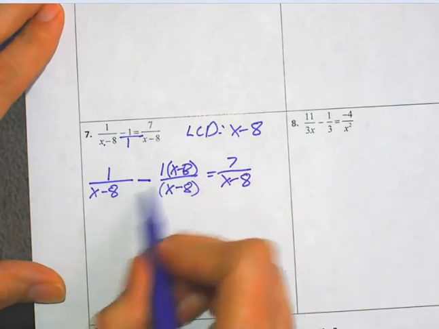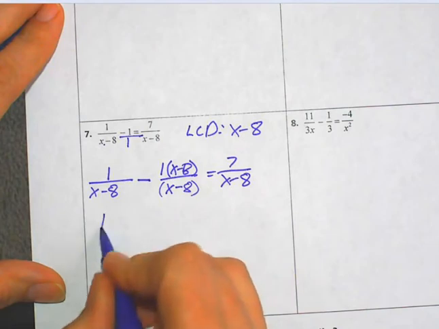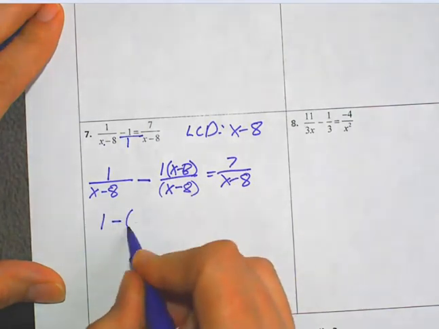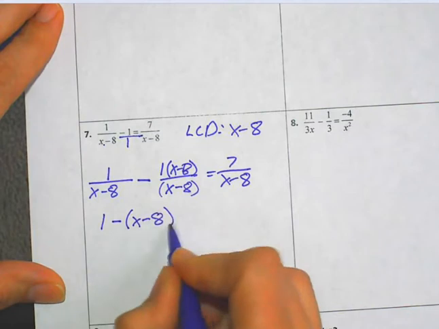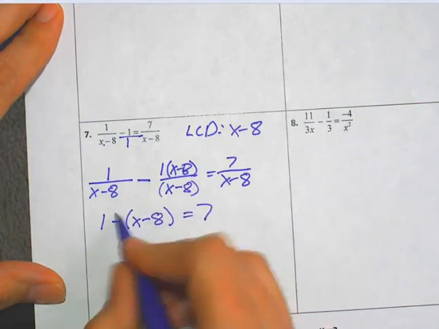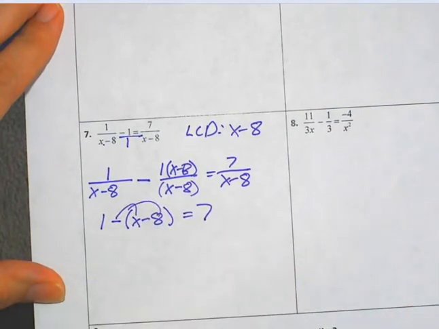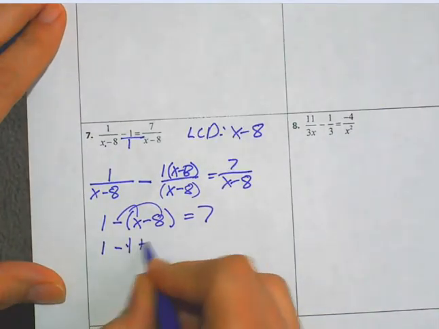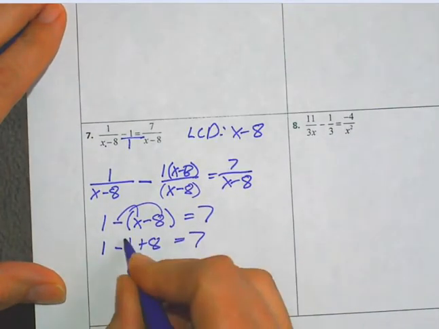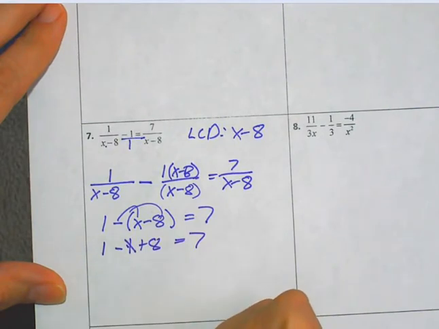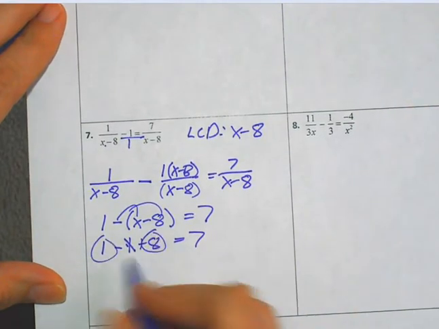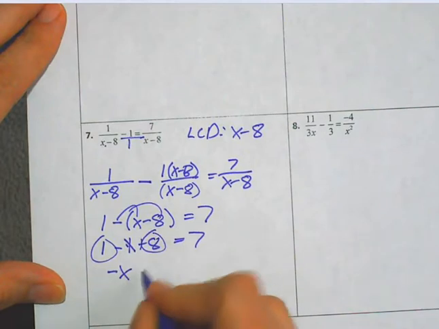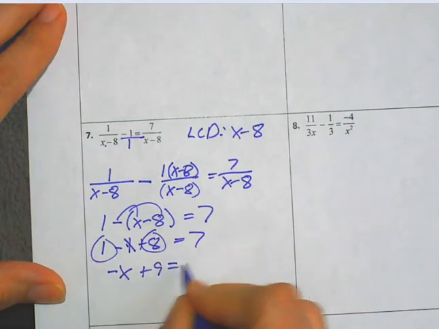Be very careful. This is a subtraction sign, so 1 minus x minus 8 equals 7. I'm going to distribute the negative because I don't want to forget. 1 minus x plus 8 equals 7. All right, so then we're going to collect like terms. So that's negative x plus 9 equals 7.